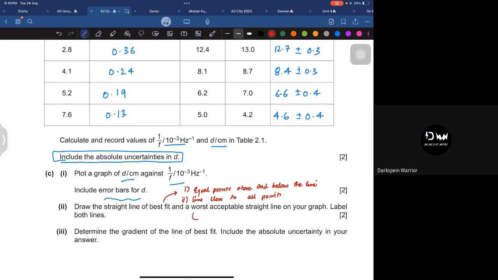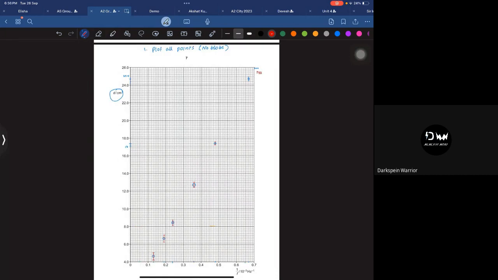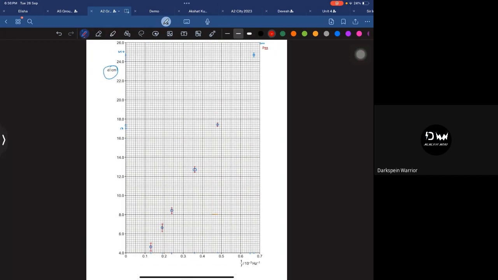Now, what is worst acceptable? Worst acceptable means that you've got to go from the highest error bar to the lowest error bar. So generally it is done like that, right? I'm going to explain what highest error bar to lowest error bar means. So first, let's draw the line of best fit. Now I have a digital pen, and sometimes it just doesn't snap correctly, so excuse me for that. Right now this is absolutely wrong.